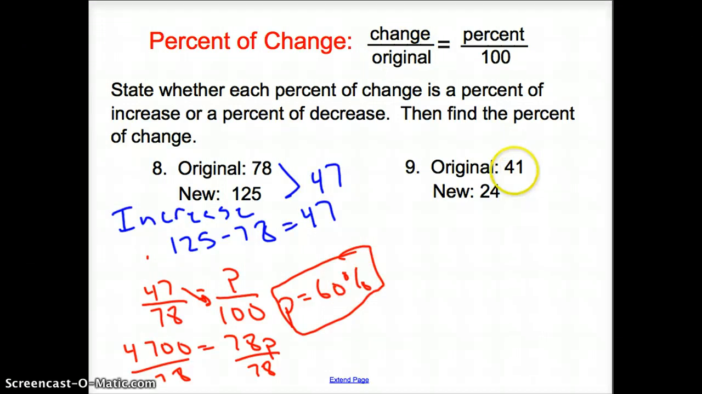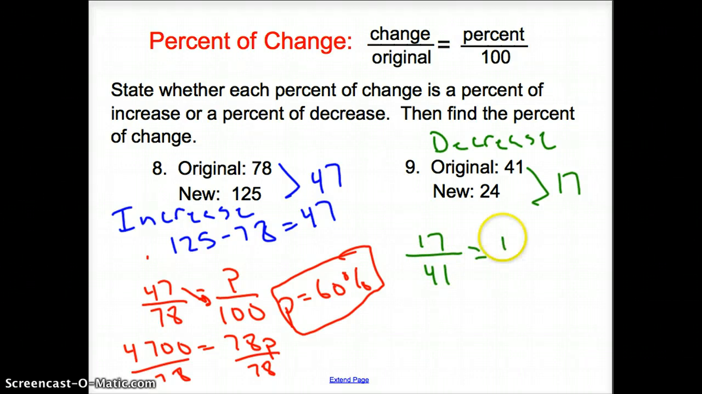Jumping to number 9. Let's look at original to new. Is it a percent of increase or decrease? Our original was 41. We went down to 24, so we have a decrease. So this is a decrease. And what is the change? The change, we subtract them and find out that it's 17. So now using this equation, let's go ahead and plug in our numbers. 17 over the original of 41 equals P over 100.